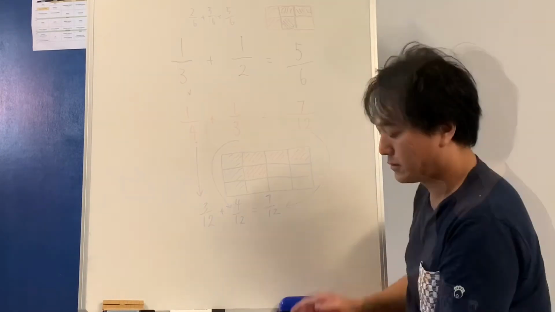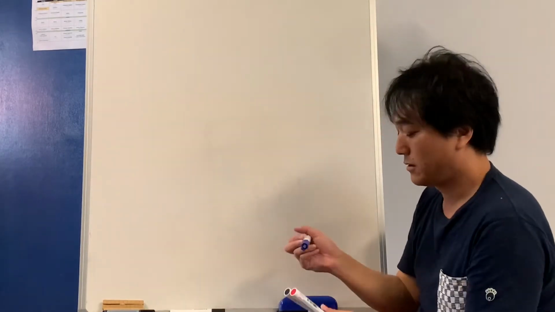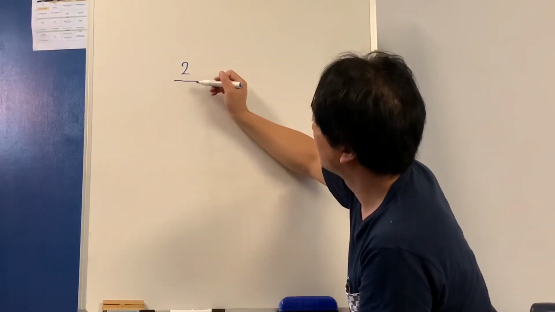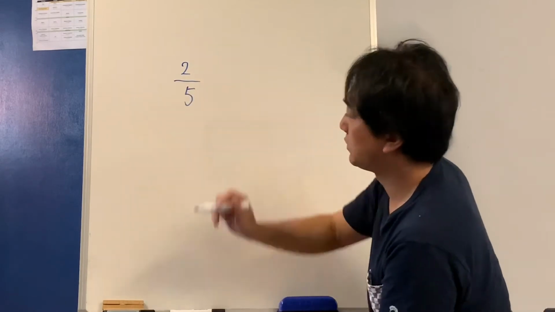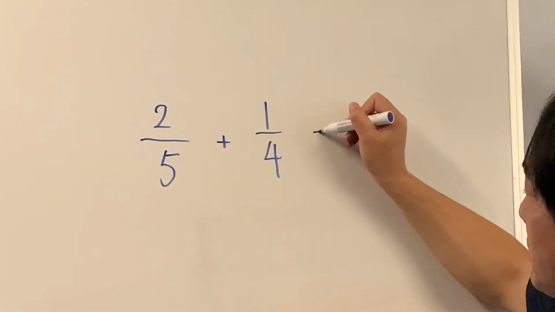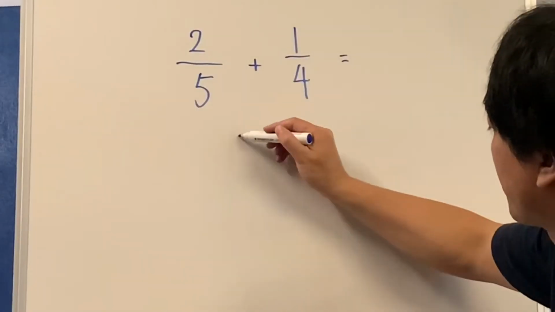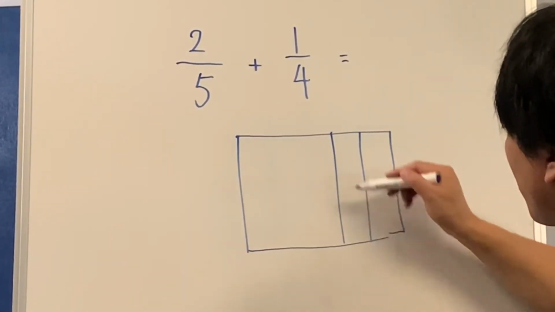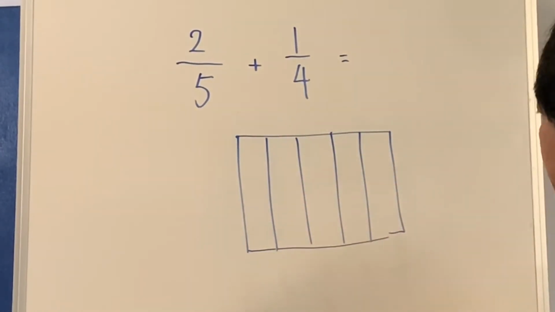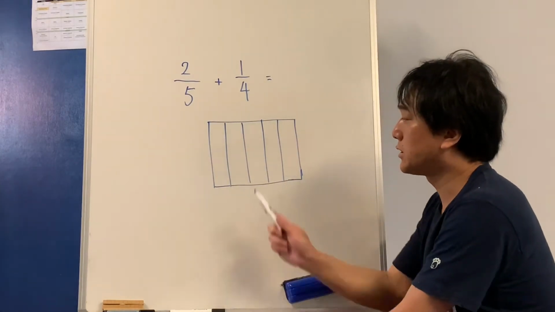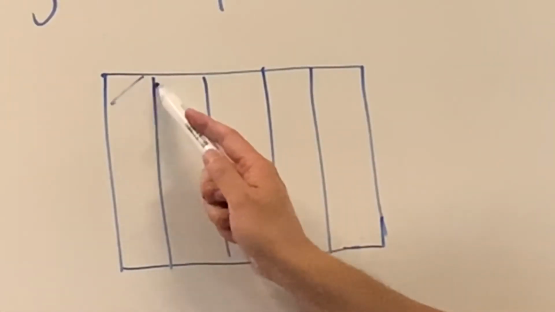So let's practice. Those people who are good at finding equivalent fractions may be excellent at additions. So let's try 2/5 and 1/4. Let's add this. So I'm going to start drawing for you. 2/5 looks like this.